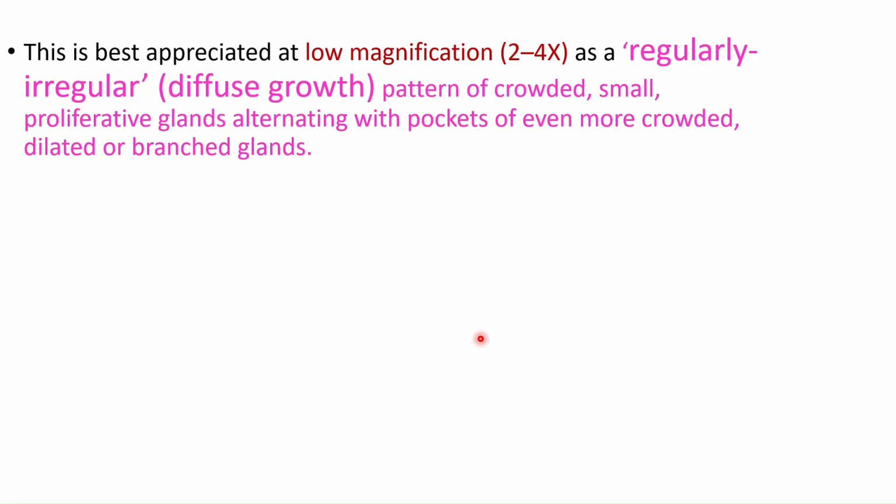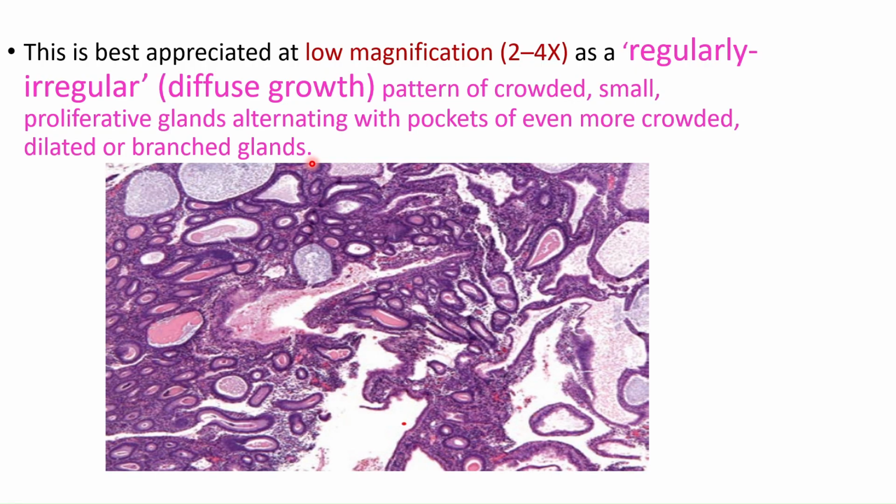Now, how will you identify whether it is hyperplasia or not? This is best appreciated at low magnification, like 2 to 4x, as a regularly irregular or diffuse growth pattern of crowded small proliferative glands alternating with pockets of even more crowded and dilated or branching glands. So always look in low power first so that you can identify architecture and you can make a judgment about glandular hyperplasia.